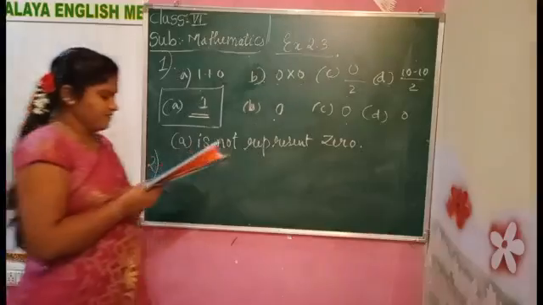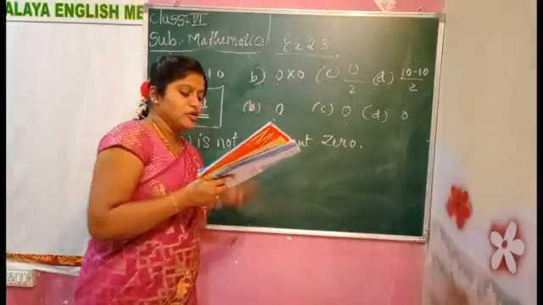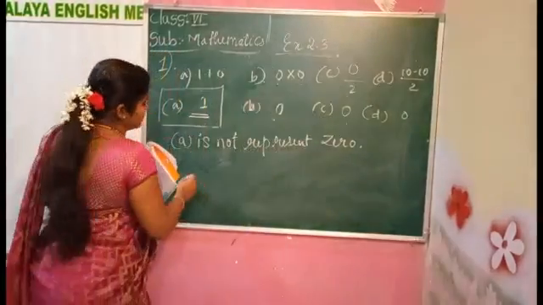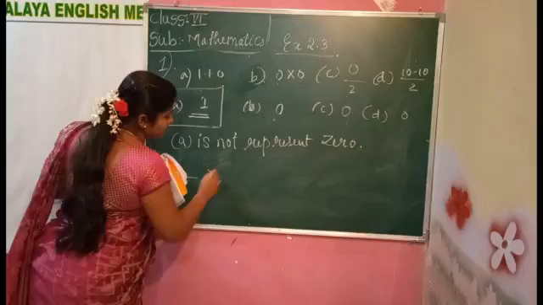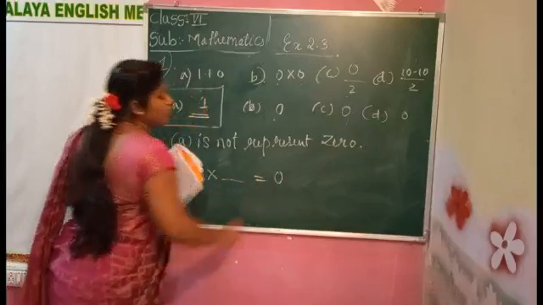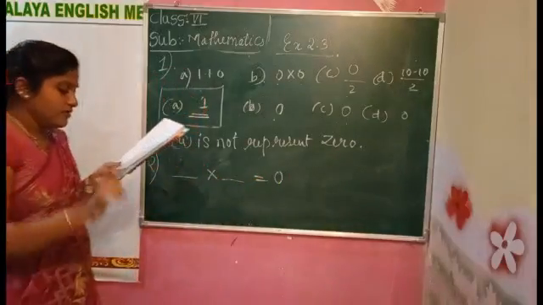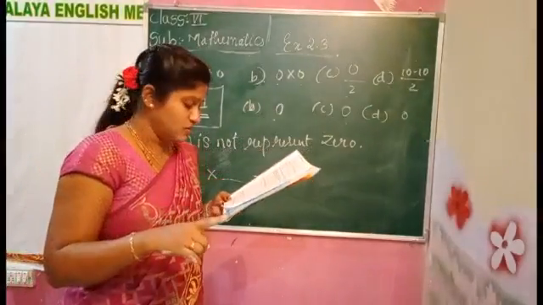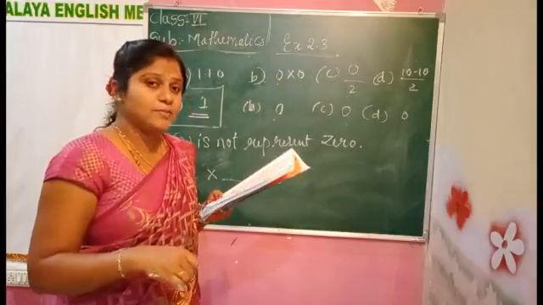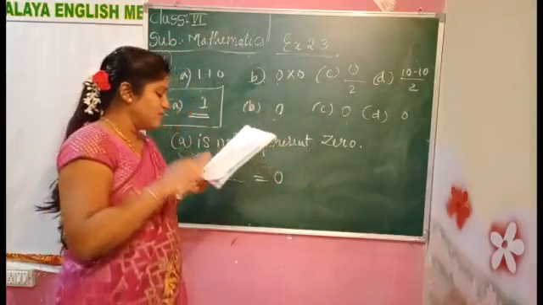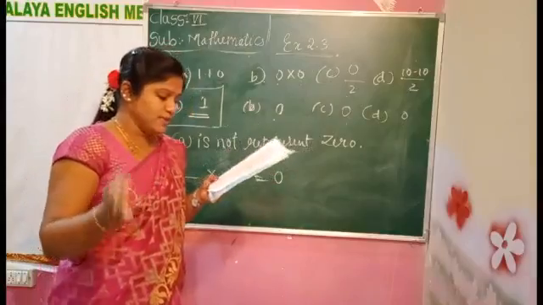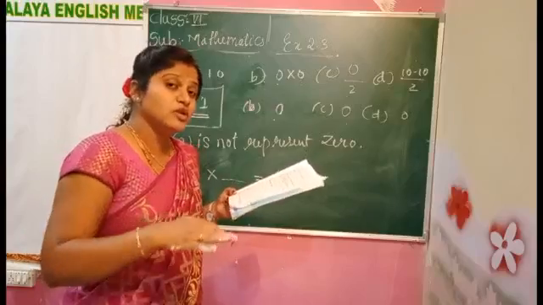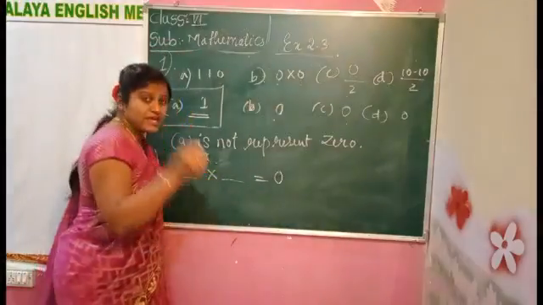Now second one. If the product of two whole numbers is 0, can we say that one or both of them will be 0? Justify with an example. What they are telling: if the product of two whole numbers is 0, can we say that one or both of them will be 0 only? Yes. It can be 0.